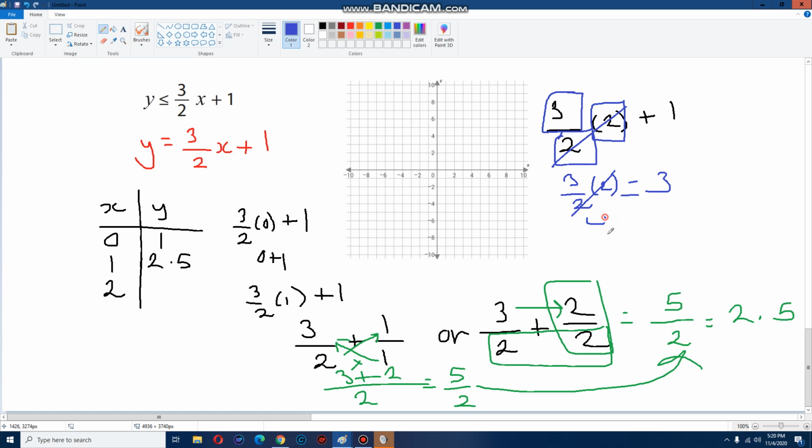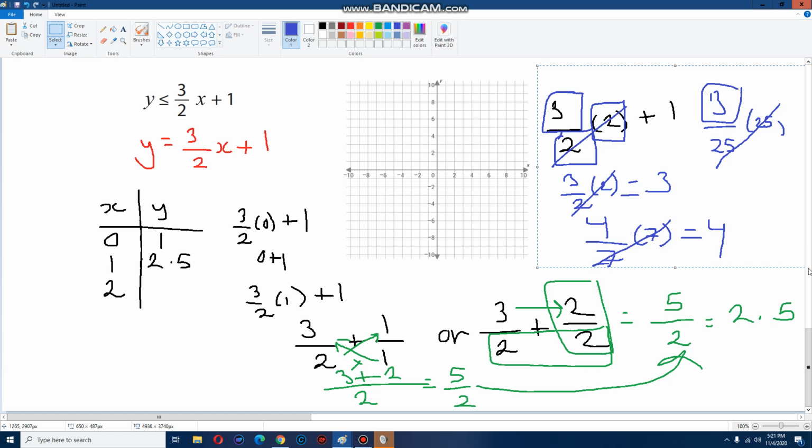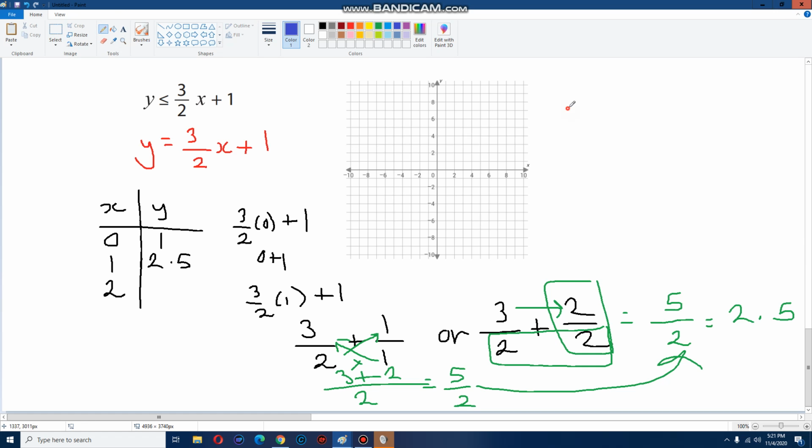Let me show you another example. 4 over 7 multiplied by 7, cancel the 7's, answer 4. 13 over 25 multiplied by 25, 25 cancel, answer 13. You see that? Very easy shortcut technique that you can utilize. So anyways, we find that 3 over 2 multiplied by 2 is just 3, and 3 plus 1 is 4. So my coordinate point will be 4 right over here.